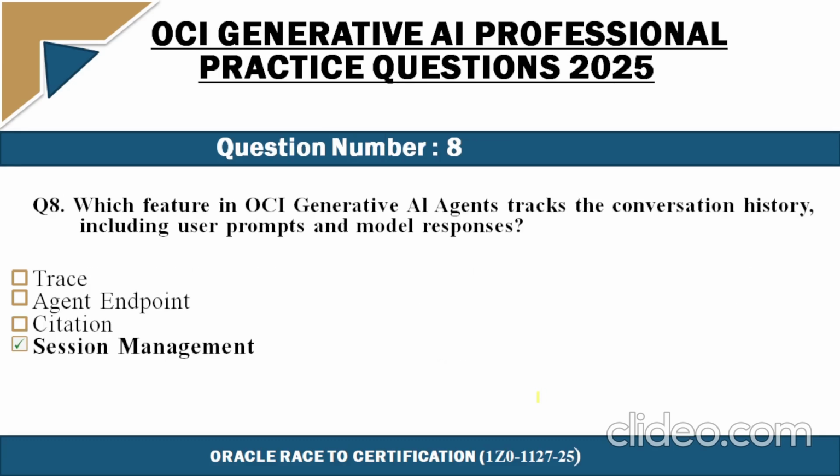And question 8 is, which feature in OCI Generative AI agent tracks the conversation history, including user prompts and the model responses? So the correct option is option D, session management.